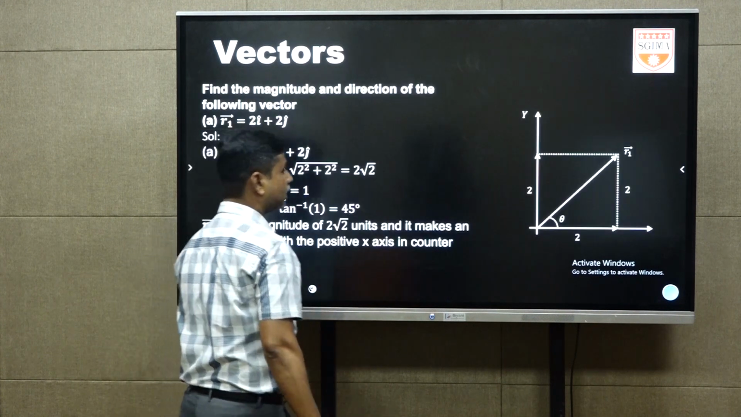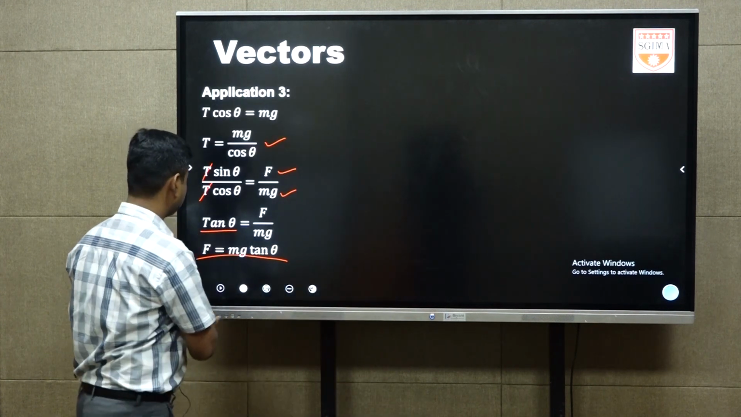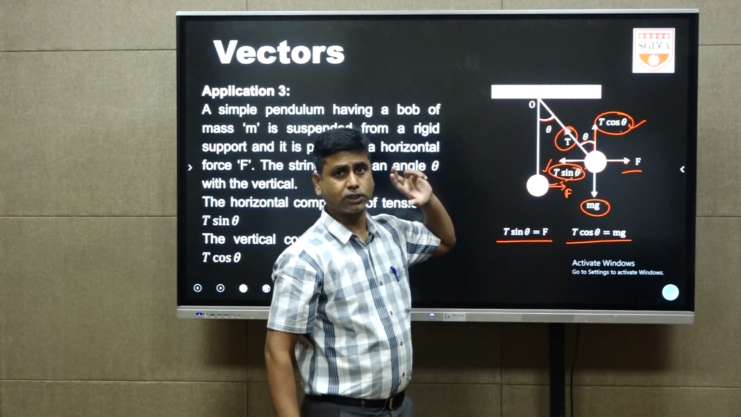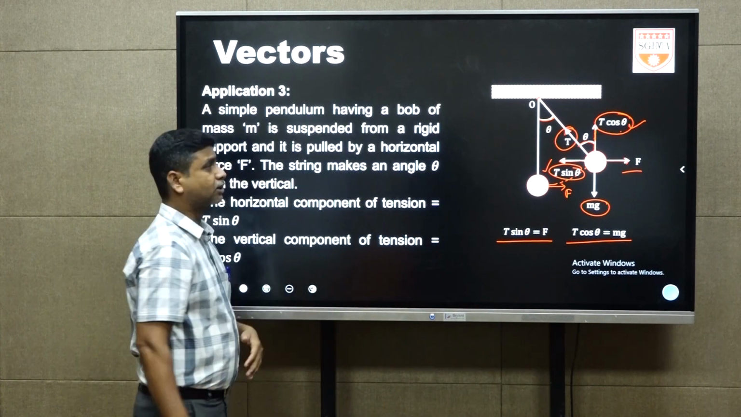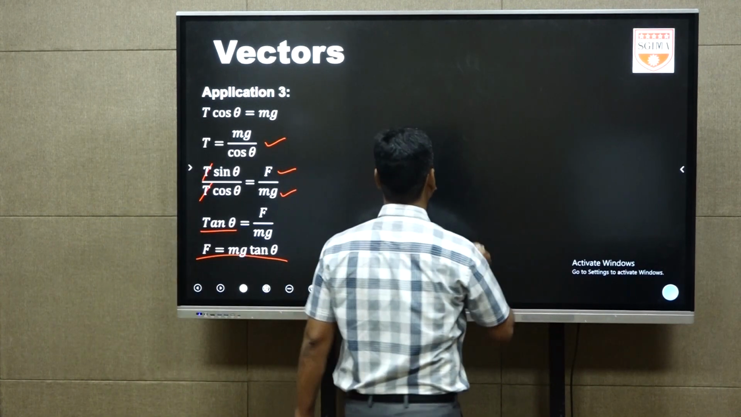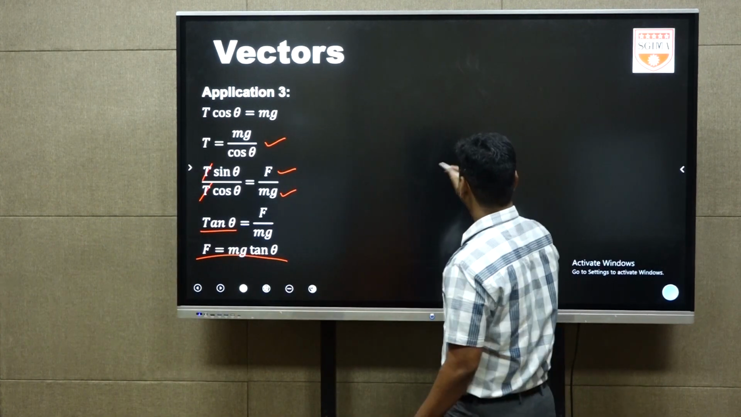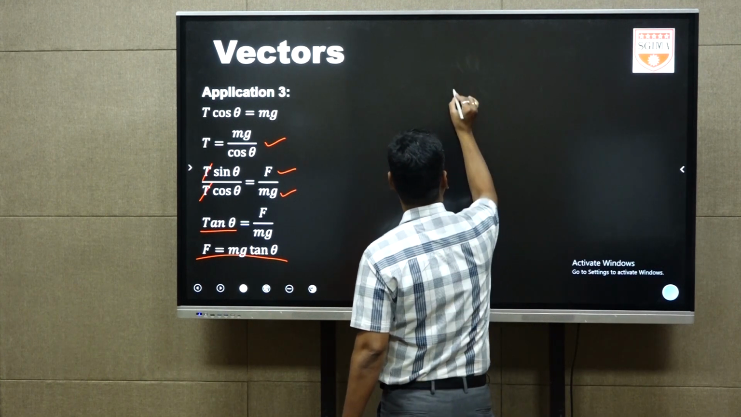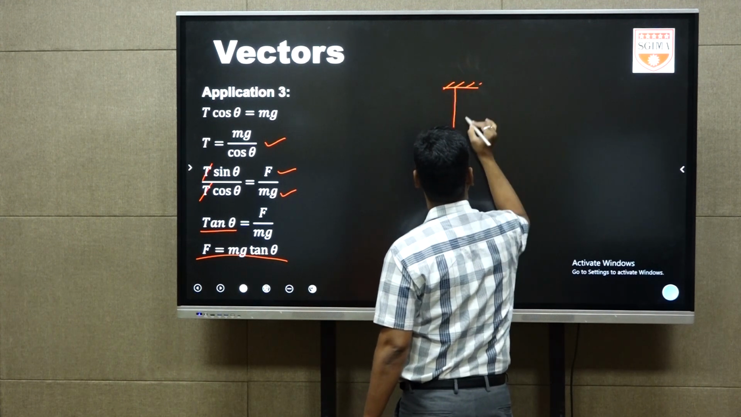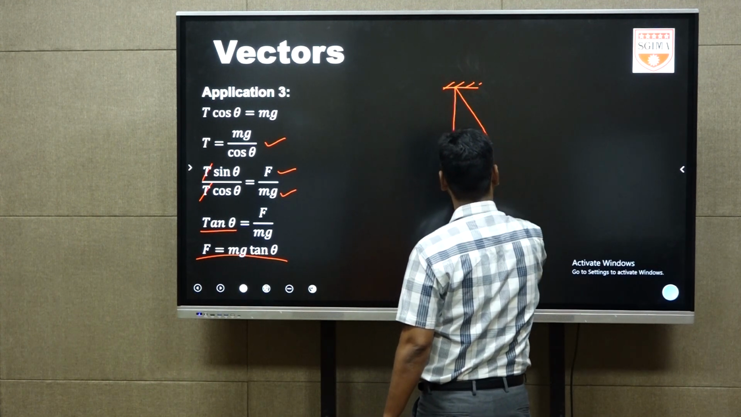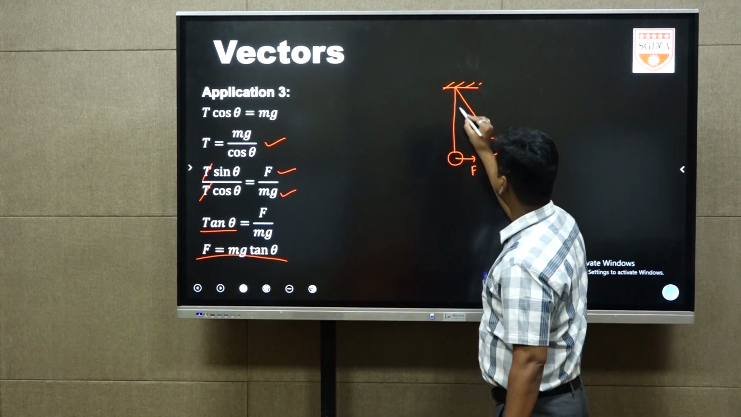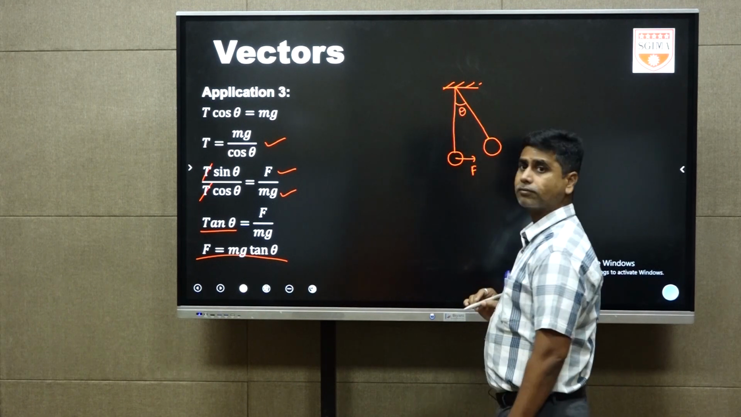By this, you can find how to resolve any given vector. How to resolve that given vector? Here which vector is resolved? The tension vector is resolved. In the previous case, which vector was resolved? The mg vector was resolved. Now we will see that any vector can be resolved. Here a simple pendulum is taken, the same thing. This pendulum is pulled by the force F, then it makes an angle theta with the vertical.